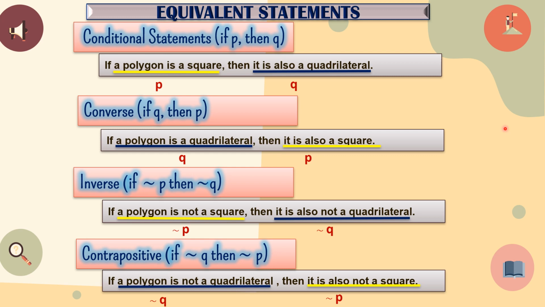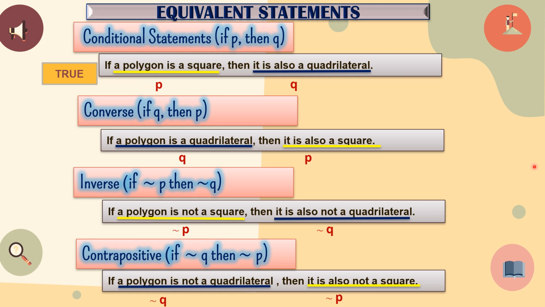So, tingnan po natin. Sa conditional statement, sabihin niyo po kung ito ay true or false. Okay, so if a polygon is a square, then it is also a quadrilateral. Is it true or false? Okay, so ito po ay true. Bakit true? Kasi yung square daw is a quadrilateral. Pag sinabi natin quadrilateral, ito daw yung may apat na sides. Therefore, si square daw ay may apat na side, kaya siya ay quadrilateral.